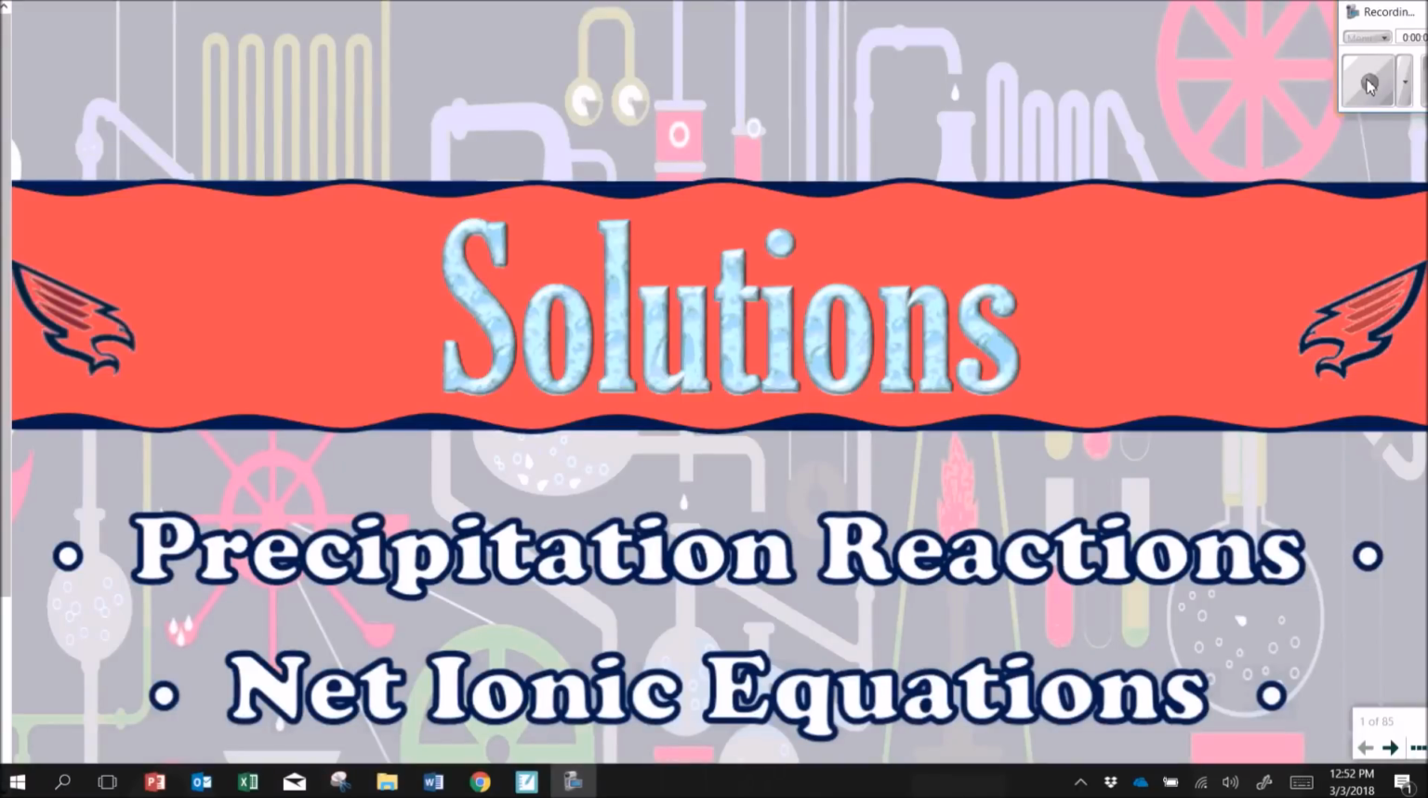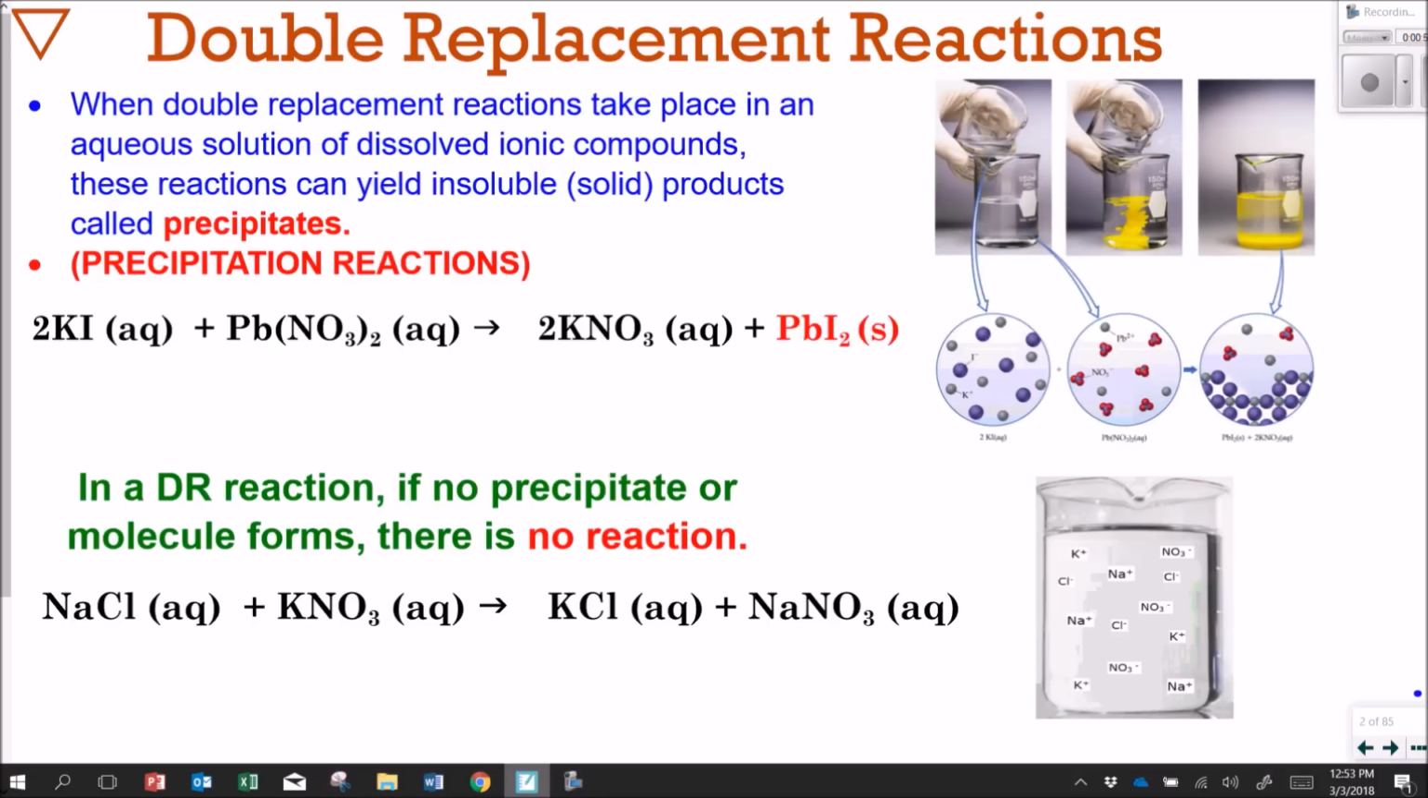Please have a periodic table and formula chart in front of you as you watch. This video will cover precipitation reactions and net ionic equations. In a double replacement reaction between two aqueous solutions, we can yield an insoluble solid product called a precipitate. So these are precipitation reactions.